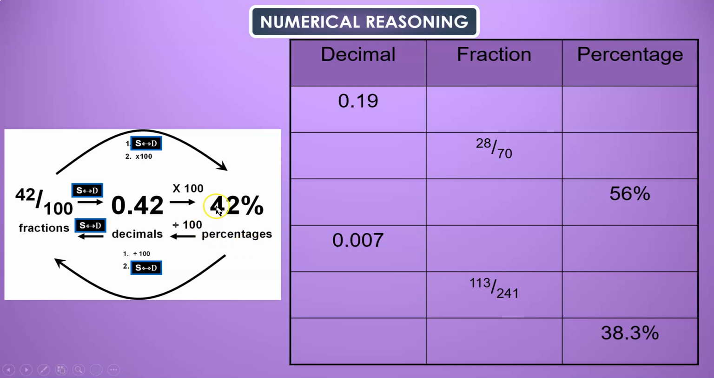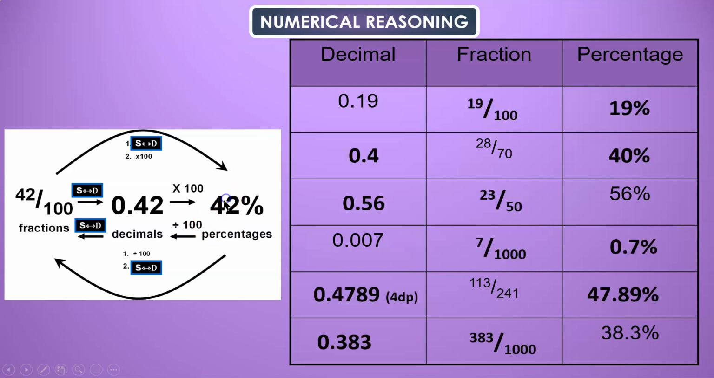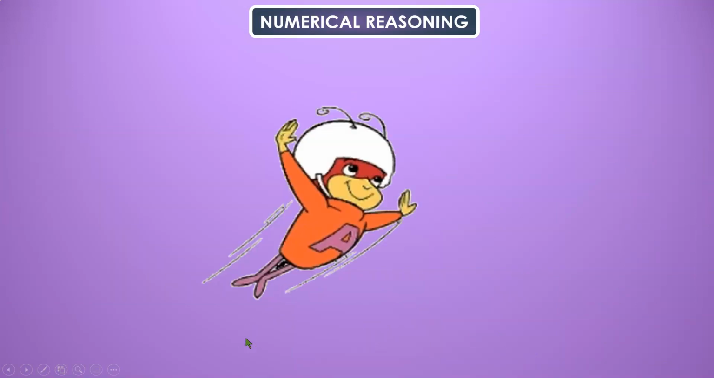Okay, hopefully you gave that a go. Here are the answers. So the only one we had to round was this one, because it's not a terminating decimal, it's a recurring decimal. So mark that, and then there's a worksheet to complete in the lesson page of the OneNote.